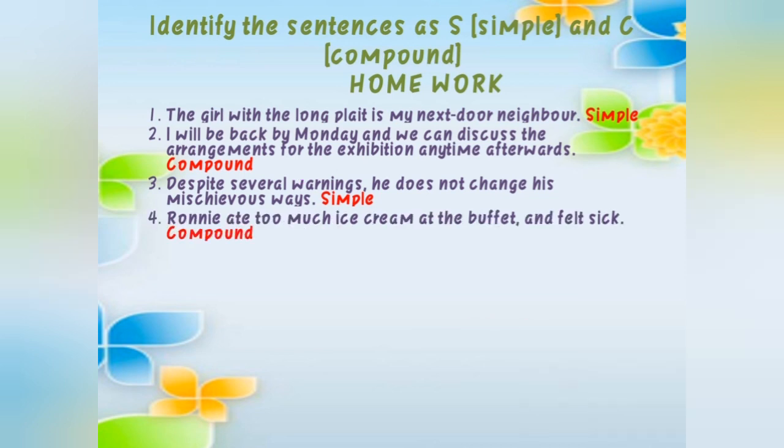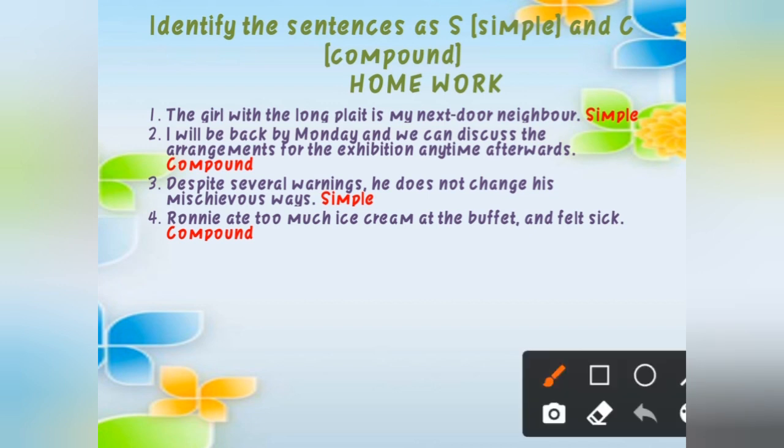Okay. The next one: Roni ate too much ice cream at the buffet and felt sick. Again, first of all you have to see whether any conjunction is given or not. So here we can see that "and" is given, which means a conjunction is given. Now you will say, ma'am, "felt sick" is not a complete sentence. But students, if we are talking about only a single subject, like here in the whole sentence, in both the clauses we are talking about Ronnie only.